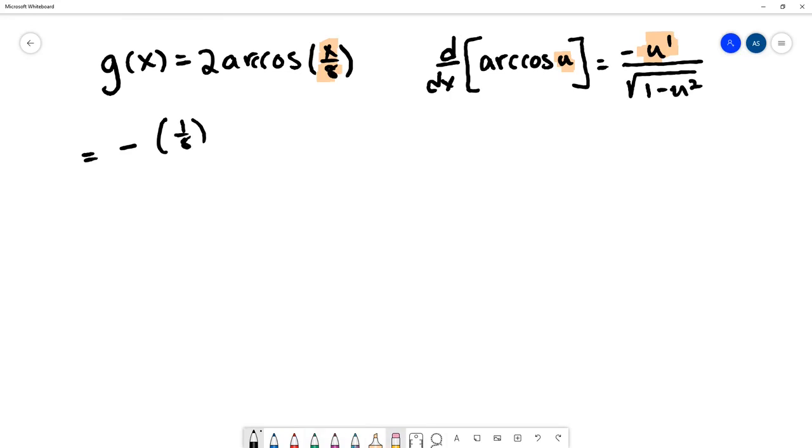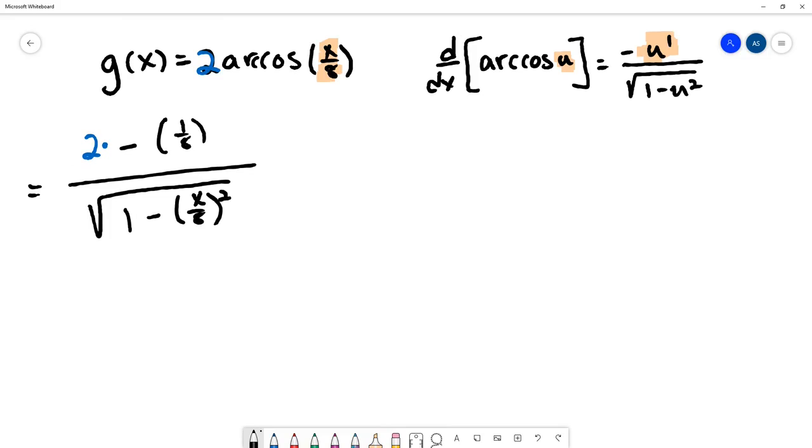One other thing I should mention here is that we have this 2 in the front. That's a constant multiple, so we need to carry that over as well. We need to multiply by 2. And in the denominator, we're going to do the square root of 1 minus u squared. So that's x over 8 squared. So we have 2 in the numerator, 2 times -1/8. So that's -2/8 over square root of 1 minus, let's apply the square in the denominator, x squared over 64.